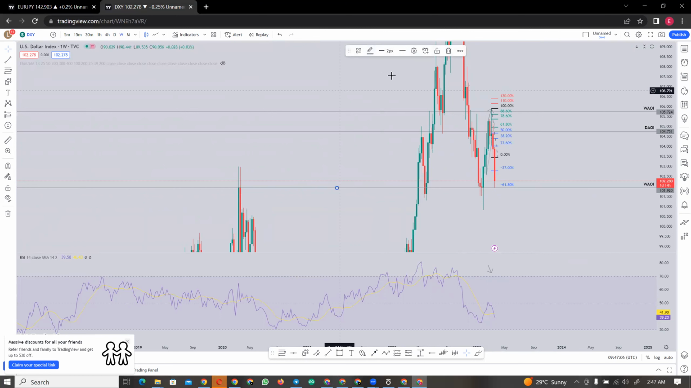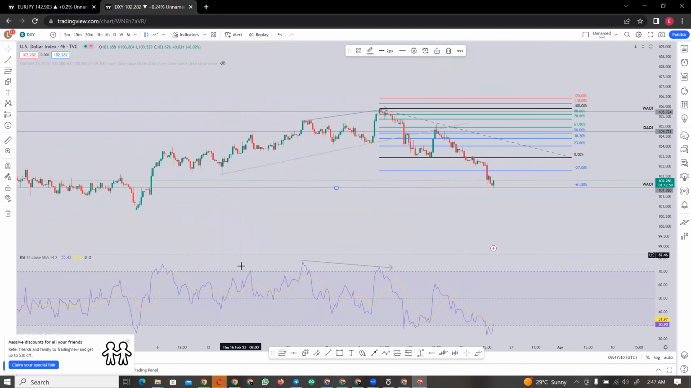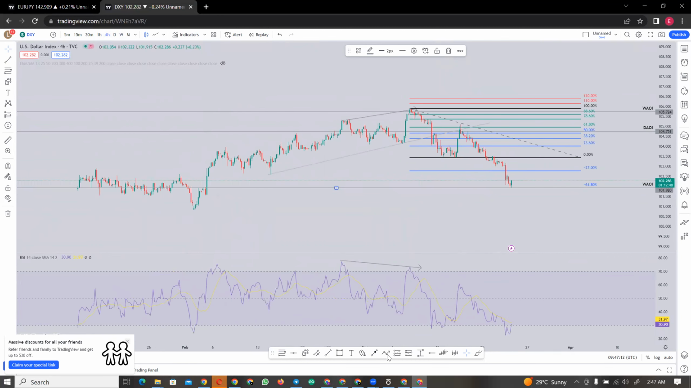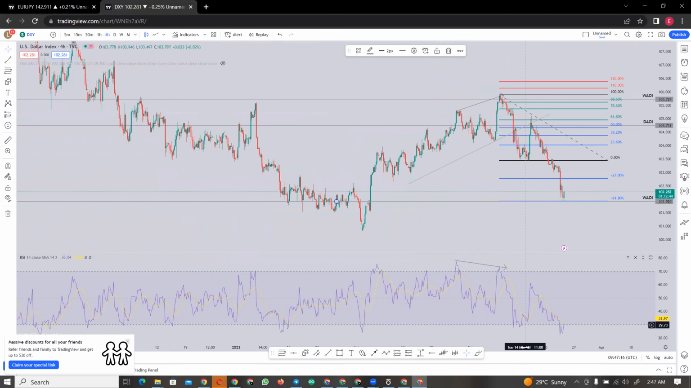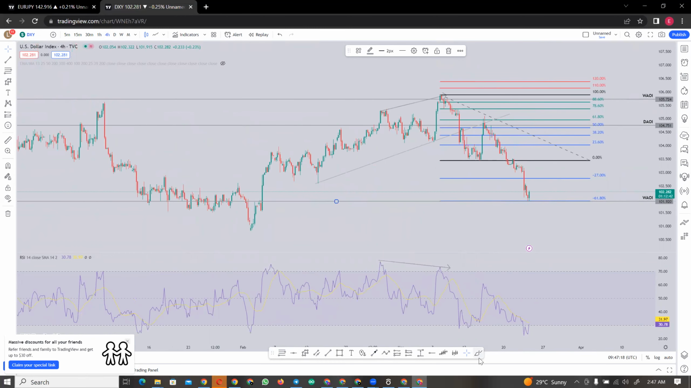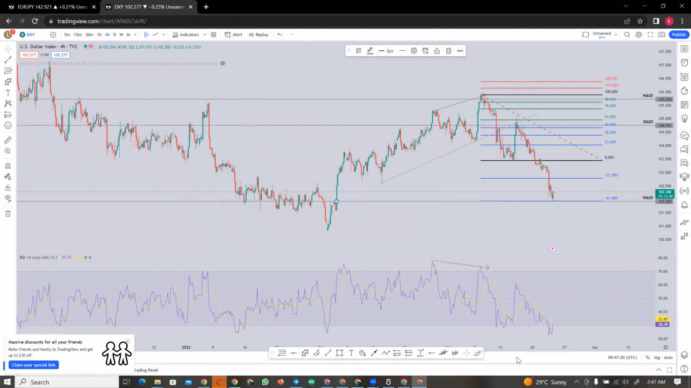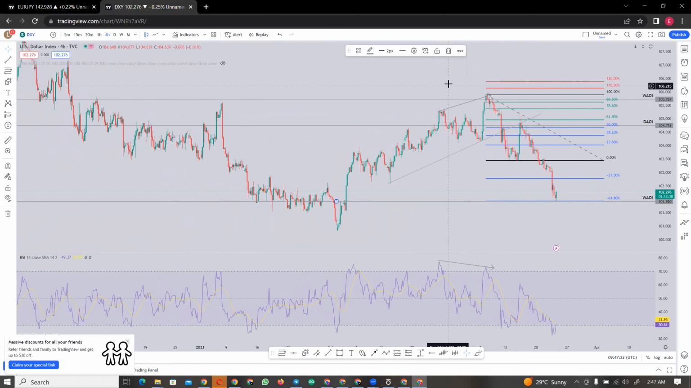So that's it. That's what I wanted to show you. This is our entry on fib, like the confluence we are using: divergence, break and retest of trend line, negative 61.8.